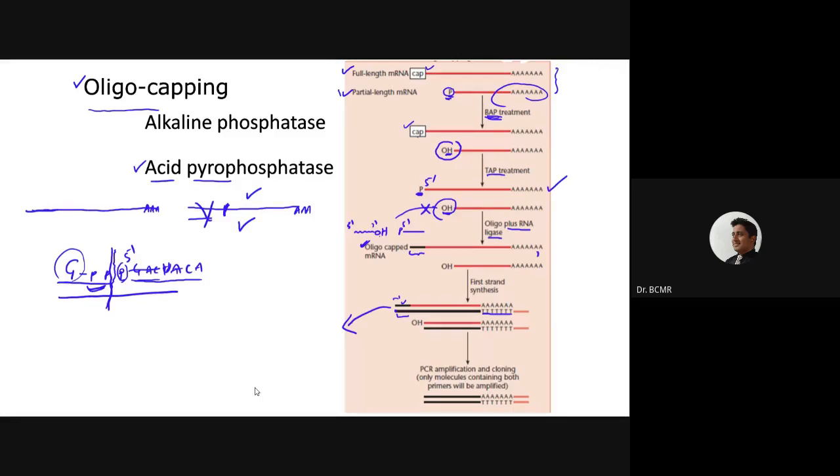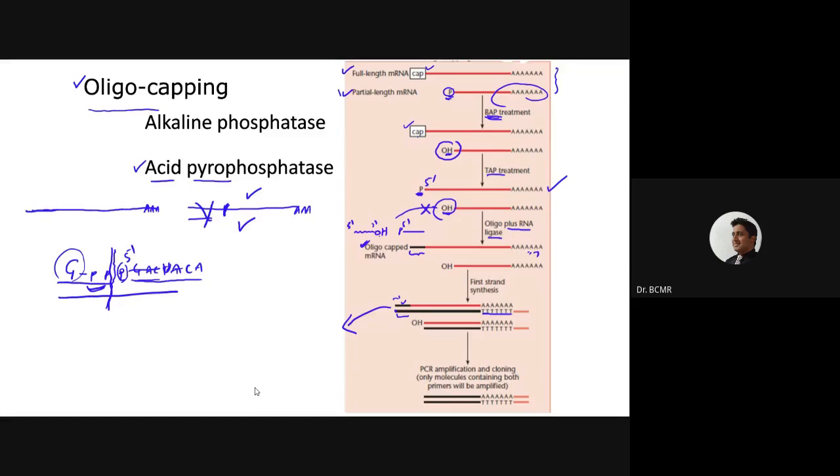And now you add oligo T, and both of these will be amplified. Sorry, the first cDNA strand of the full length will be made, and the first cDNA of the second one, the truncated one, is also made.